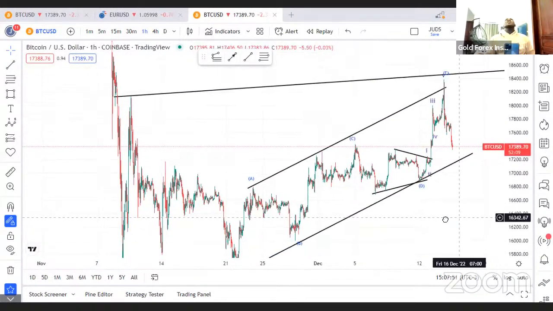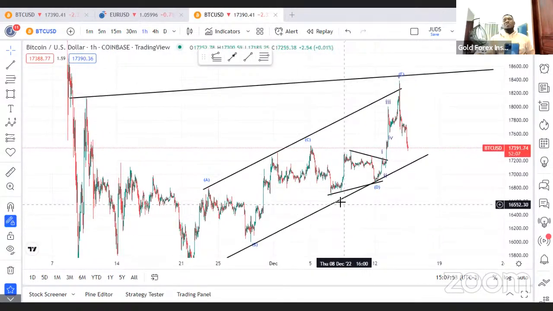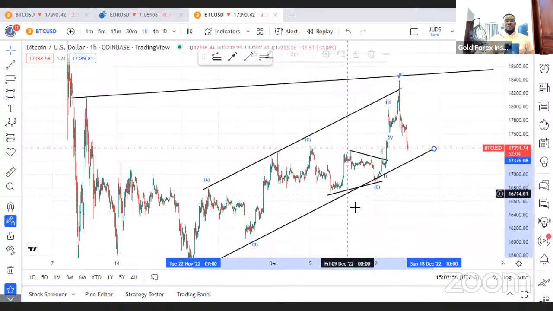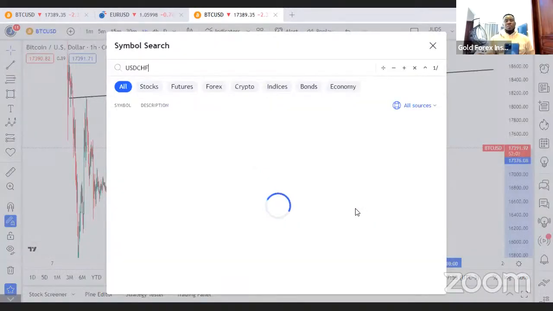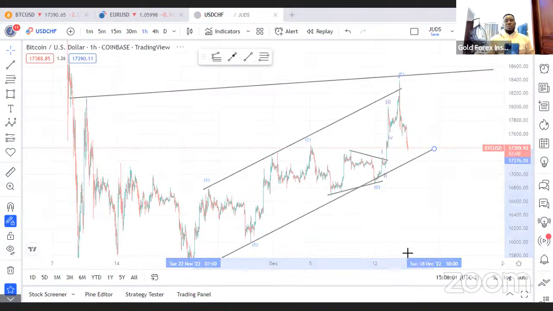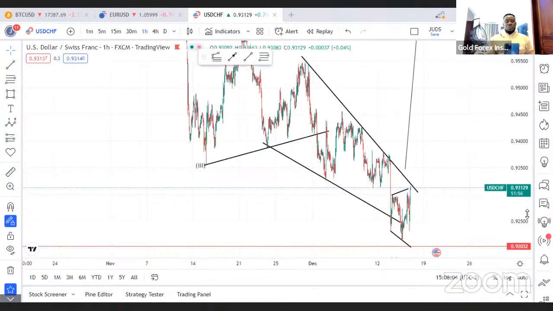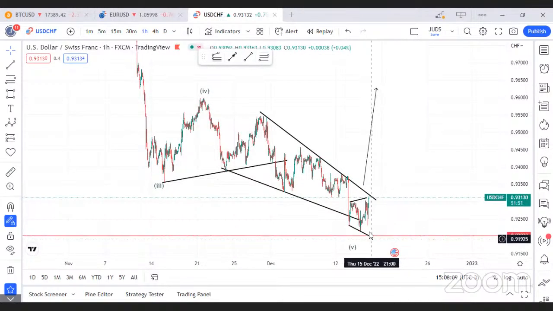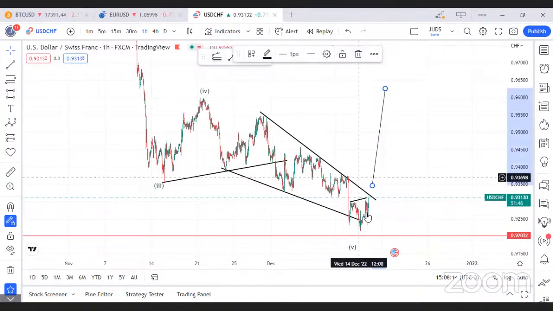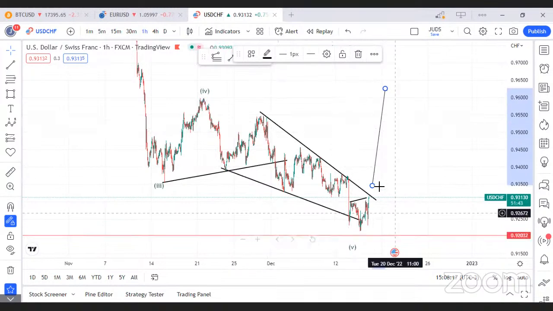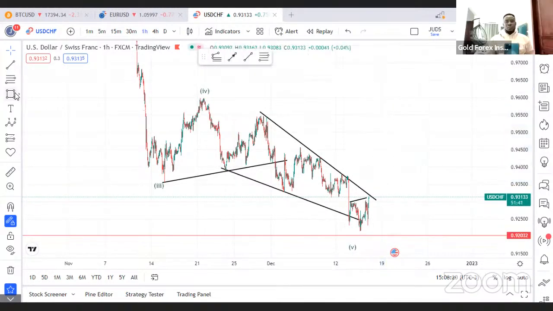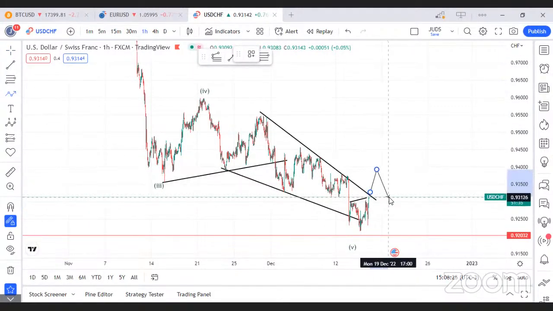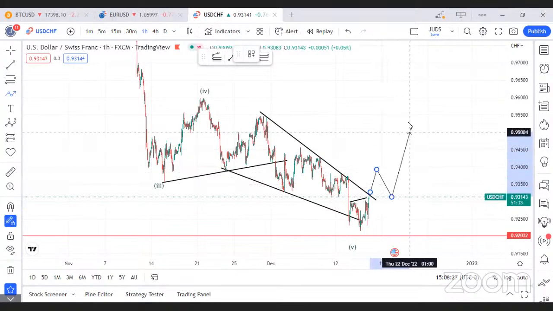All the indices, I think they will have similar setups. Let me see whether you see anything on USD CHF. Yeah, so I was having this diagonal. I'm waiting for a breakout of this ending diagonal first. Once we break out and I have a correction to retest, that's what I'll be looking for.